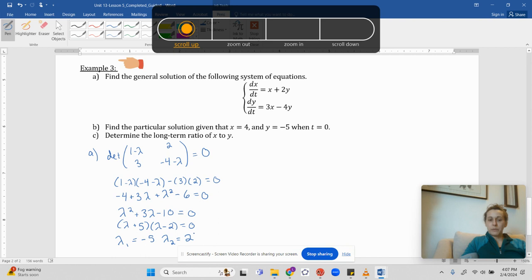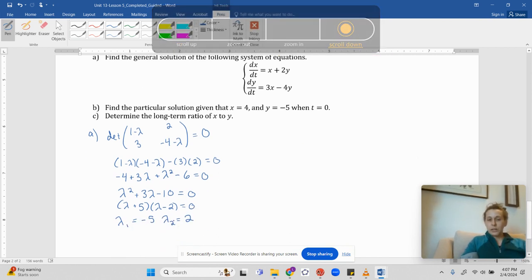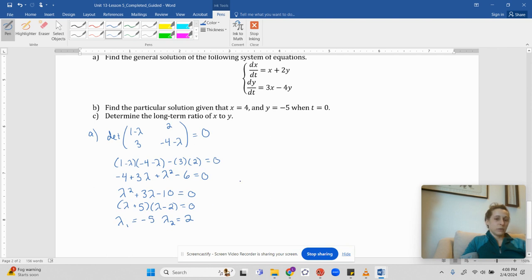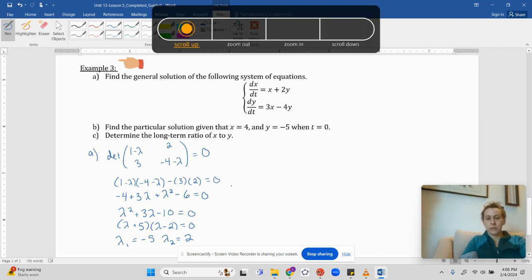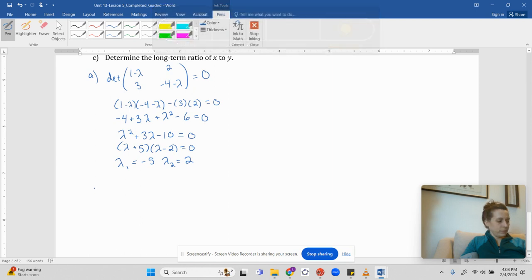You can put your lambdas the other way. You'll get the same answer in the end. So if you're checking this and you wrote the lambdas in another order, that's fine. I encourage you to continue with the problem like so and see if you can get the same final answer. Then we'll have lambda 1, case 1, negative 5.